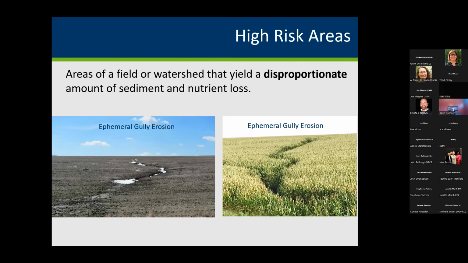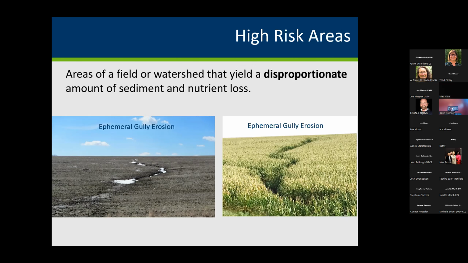One other thing that we highlight with the data, what we found over the last 12 years, has been high runoff risk areas. So those areas of a field or a watershed that yield a disproportionate amount of that sediment and nutrient loss. And a classic example that we have, especially in Southeast Minnesota with the topography that we have, is a common visual thing that we can see: ephemeral gully erosion areas.